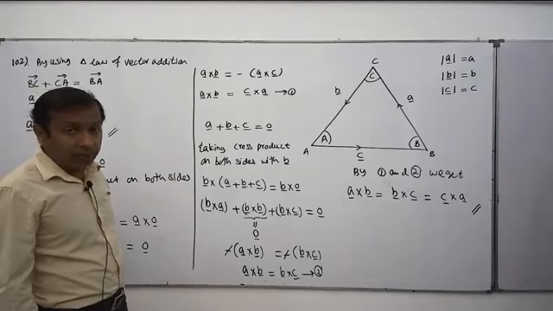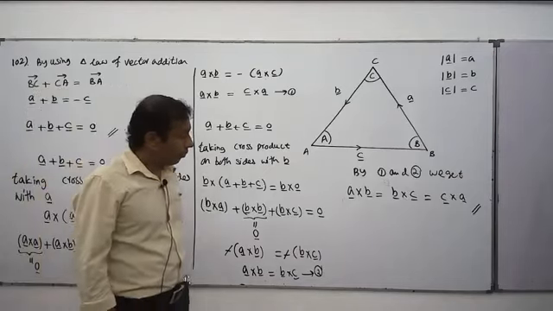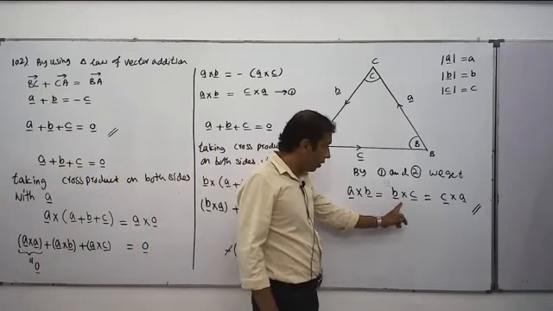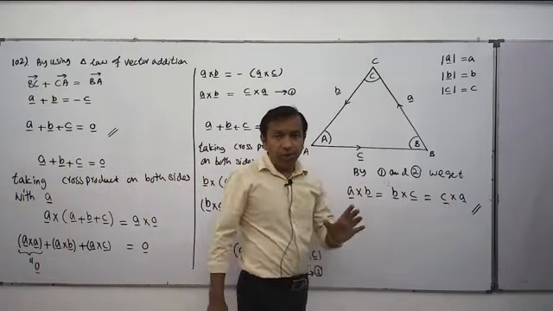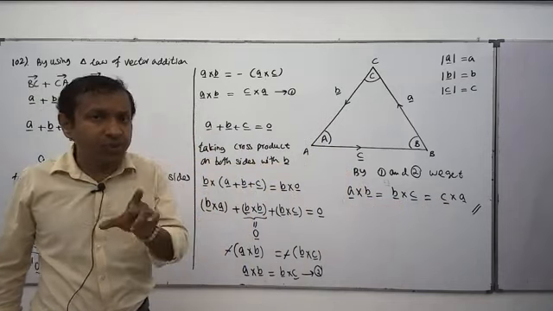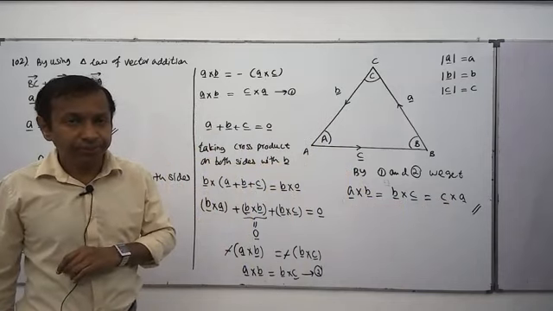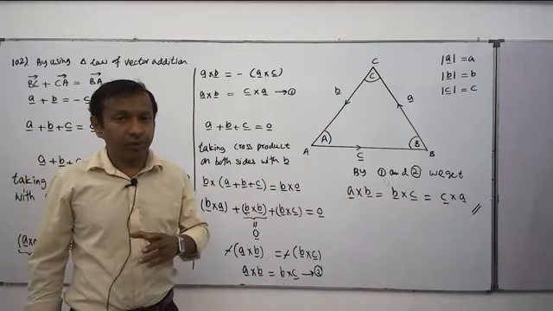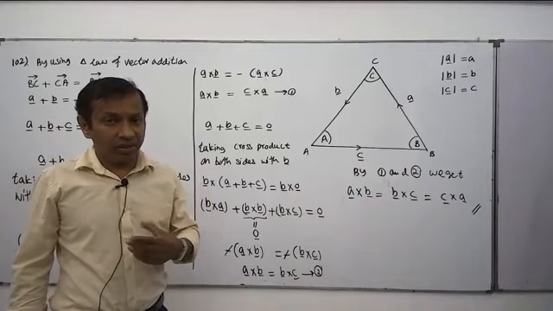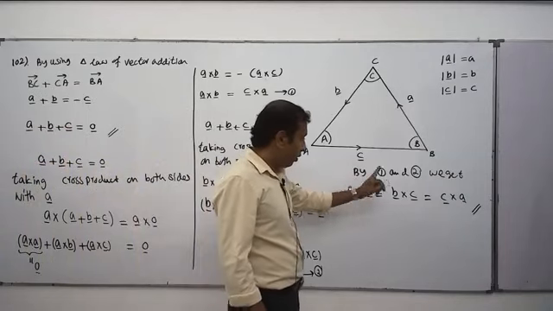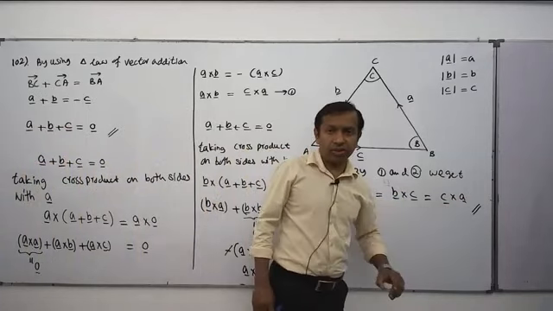People, here, A cross B is a vector. This vector is equal to this vector. That is equal to this. When two vectors are equal, the modulus of those two vectors are also equal. When two vectors are equal, the sizes are equal and the directions are equal. Like that, this is a vector, this is a vector, this is a vector. These three vectors are equal.